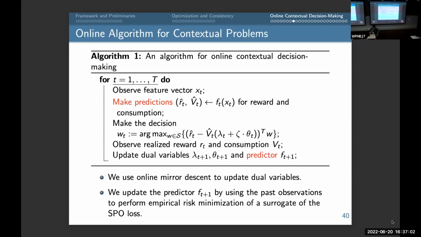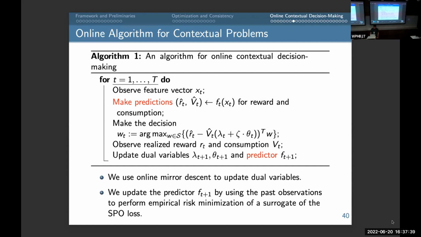Okay, so to be a little more careful then, our algorithm is essentially combining a prediction and a decision-making step, right? So at every time we observe a feature vector XT, we make predictions according to some model for the reward and consumption, R hat T, V hat T, and then we make a decision according to this linear optimization, which depends on our prediction as well as the dual variables. Then we update the dual variables using online mirror descent or online gradient descent, if you like. And the specific functions are the differential functions that I introduced before.